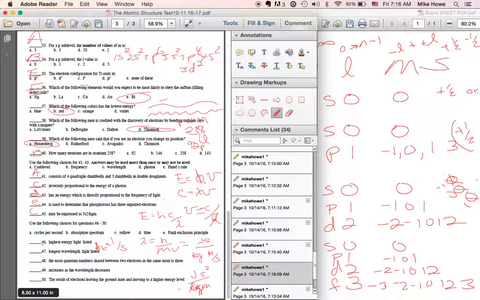Okay, now down here, the highest energy light listed, remember it's Roy G. Biv. Violet's the highest energy, red's the lowest energy, so blue is closest to violet, so the answer there is D. The longest wavelength then would be yellow. That's the other one.